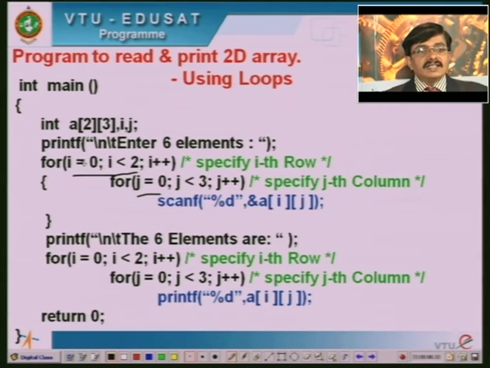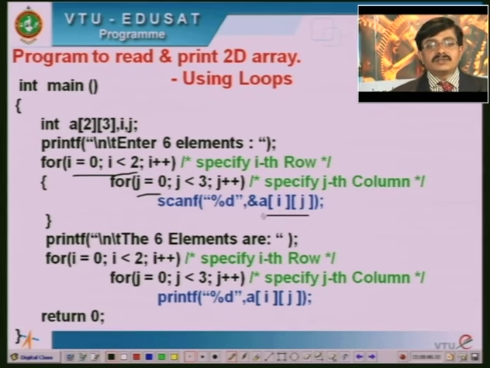When i is equal to 0, the j loop will run from 0 to 3, because each row will have 3 elements. So the j will run from 0, 1 and 2. When i is 0 and j is 0, I will be accessing the element A of 0 0, so I will be reading the value of A of 0 0. Now the j will increment and j becomes 1. So I will be reading here A of 0 1, that is the second element of the 0th row.